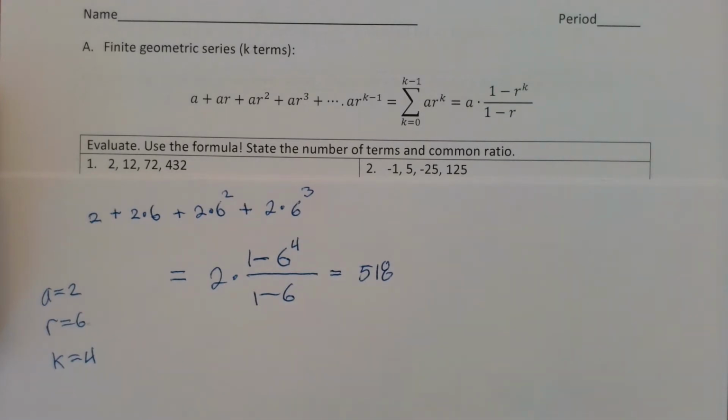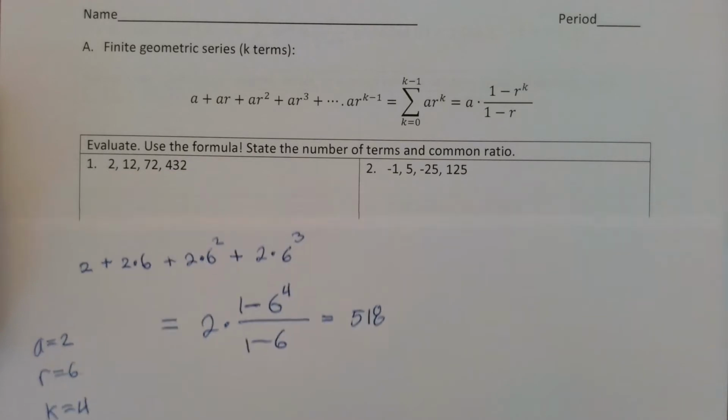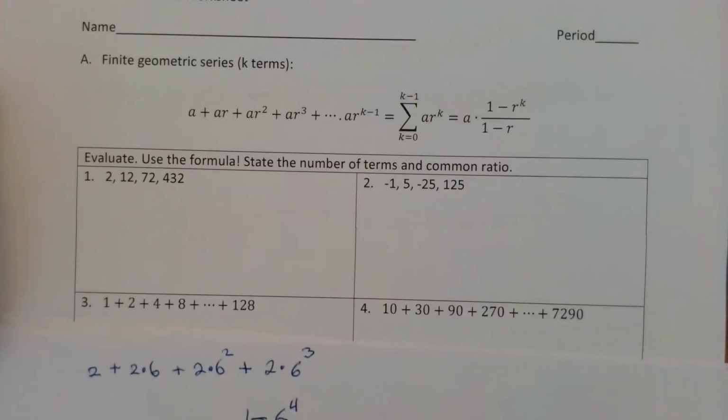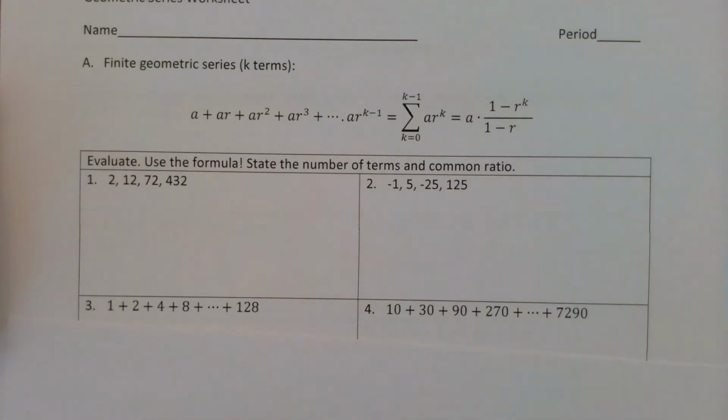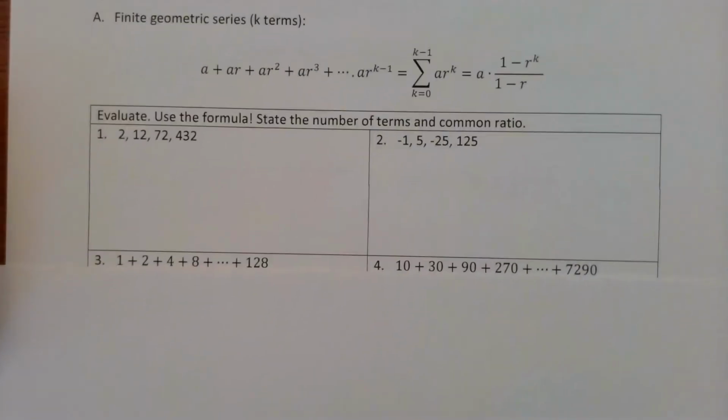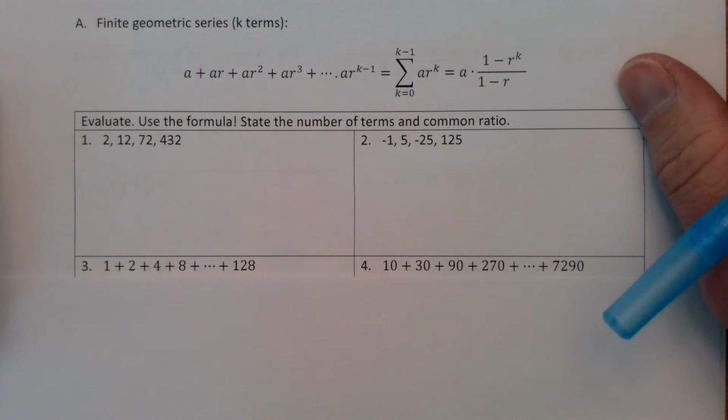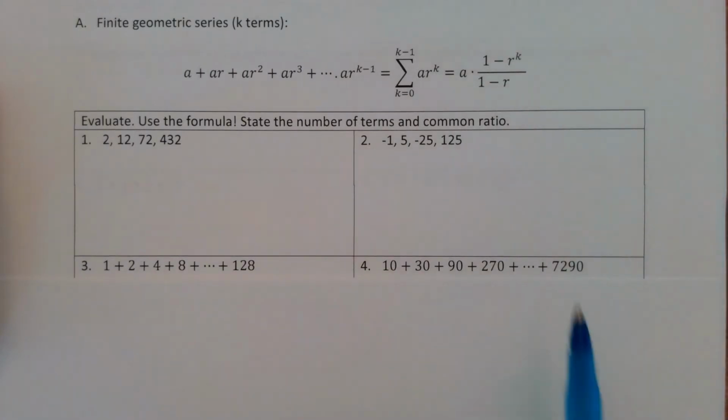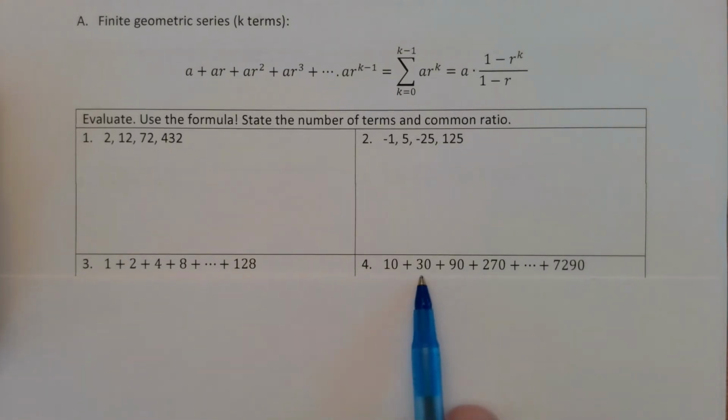Let's do another example here. Let's take a look at problem 4 on this exercise. It says 10 plus 30 plus 90 plus 270 plus 7,290, and then you see a dot, dot, dot there. There must be some missing terms. Well, I always start by trying to figure out, is this geometric? From what I can see, 30 divided by 10 is 3, 90 divided by 30 is 3, 270 divided by 90 is 3. Yeah, the common ratio is 3.